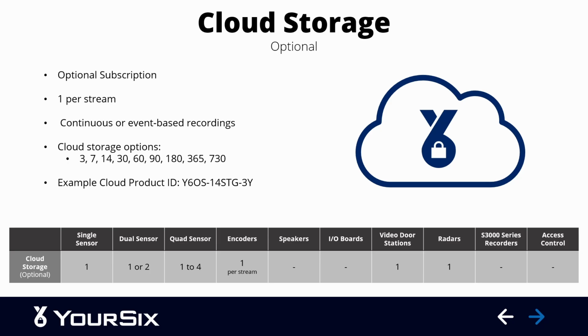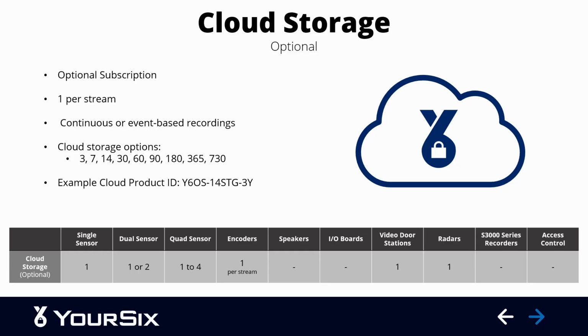This is optional. It is highly recommended so that you really truly have a redundant solution, so you're able to record on the SD card as well as the cloud, so if anything does happen to the device, you will have that cloud footage. This is one per stream. You can record continuous or event-based, and it is unique based on the amount of storage you want. So as you can see, we have basically options from 3 days all the way up to 2 years. There's an example of what the actual SKU is right there. It's Y6OS-14STG, or for example, if you wanted 30 days of cloud storage, it'd be 30 STG.